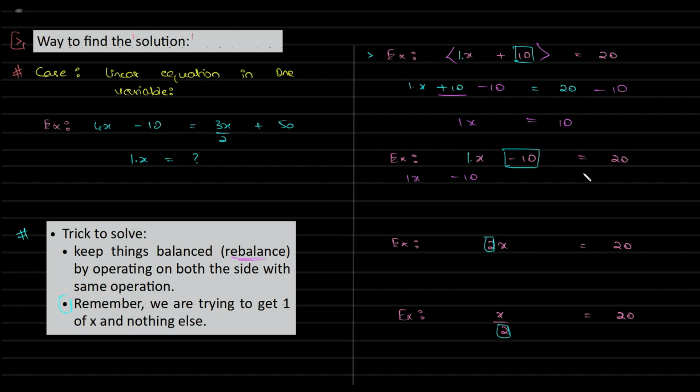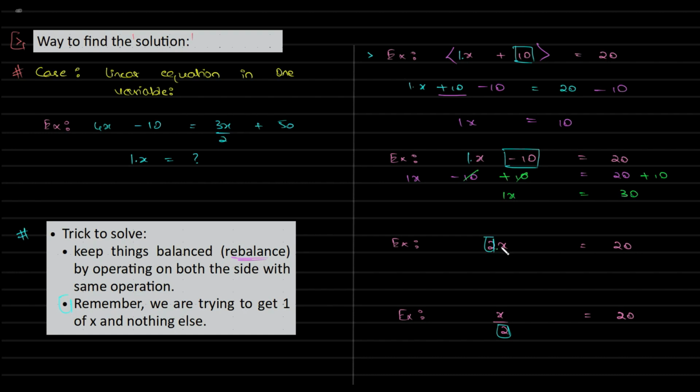Now the next question. 1x minus 10 is equal to 20. So how do you eliminate minus 10? I don't want minus 10. That's the agenda. I can add 10 and thus eliminate this. But remember, x minus 10 is 20. x minus 10 plus 10 is not 20. So to rebalance, we'll add 10 both the sides. So this and this will get cancelled, and we have 1x is equal to 30. I hope it made sense.